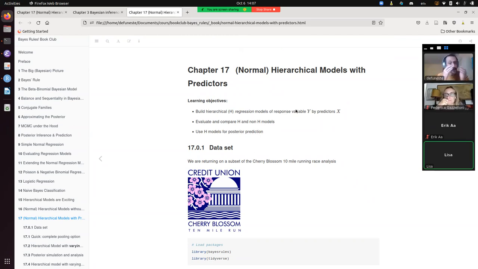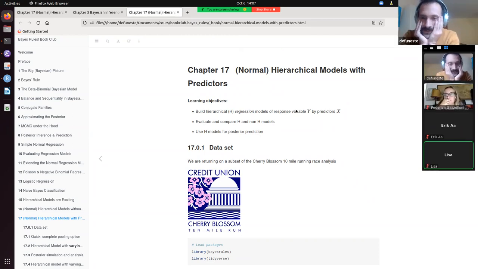Okay, so the learning objective. Last week we just went through trying to build a hierarchical model without predictors. Today we will add predictors, which is quite a lot. Then we'll evaluate both hierarchical and non-hierarchical models and use the hierarchical model. We'll build two hierarchical models, and we'll use the best one to do posterior prediction.